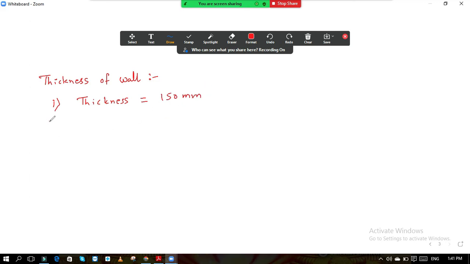Okay. And the second thing is it is 30 mm per meter depth plus 50 mm. So the second criteria is 30 mm per meter depth, that is, 30 mm for one meter, and plus 50 mm. You have to calculate how much this will be: 30 mm for 1 meter.